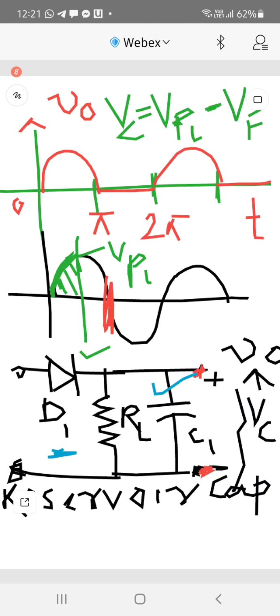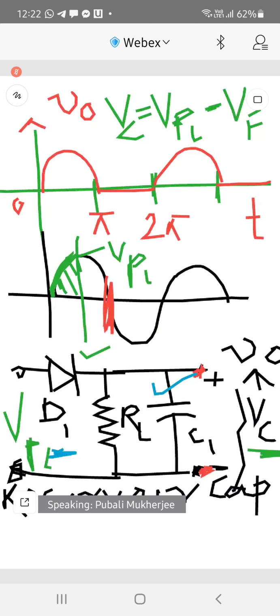Okay, I'll be joining. So what happens is VPI is the peak value of the input signal at pi by 2, and when there is VPI falling across the ends of the diode, in this circuit this is VPI, then the value of VC across the capacitor is VPI minus VF. Basically it is VPI minus the drop across the forward resistance of the diode, that is VF. So got it? VC is VPI minus VF.